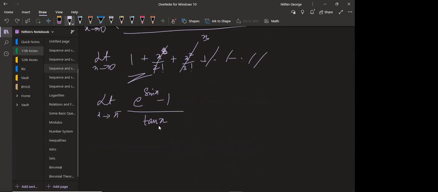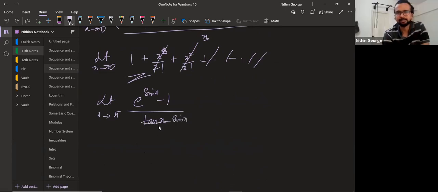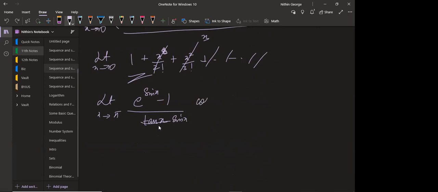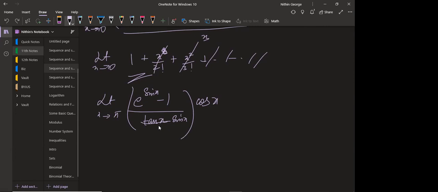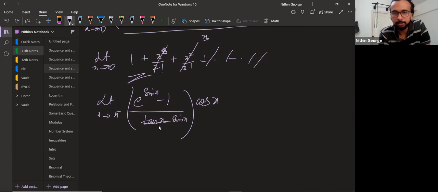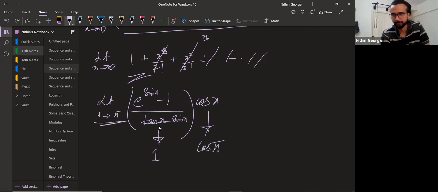Minus 1, sir. Exactly. So what do you do here? You write tan x as sin x divided by cos x. I keep cos x separate here for demonstration purposes. So this becomes e power x minus 1 by x, where x tends to 0. You see, sin pi is 0. Any doubt? All right. I'll continue, but if you have a doubt, please ask again. So then this turns out to 1, and this turns out to cos of pi when you put x tends to pi here.